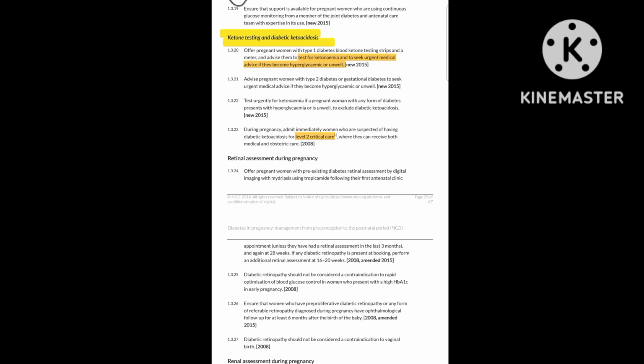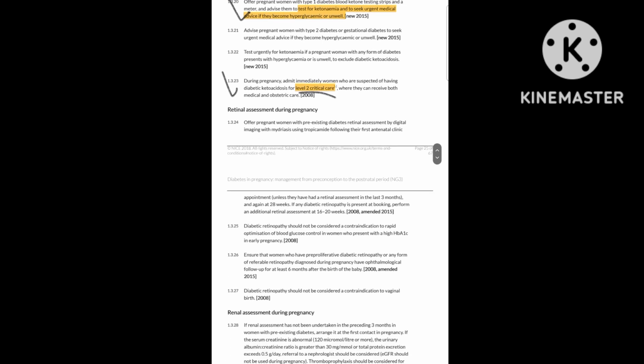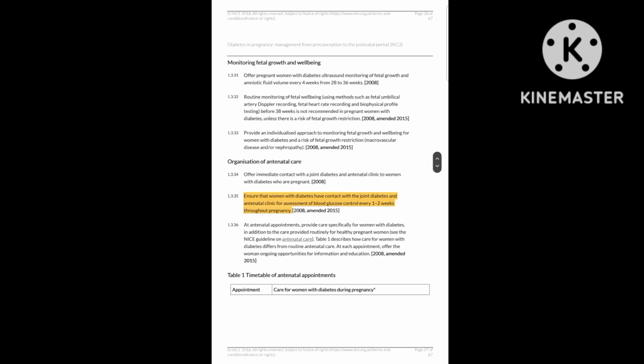Ketone testing and ketoacidosis. Offer pregnant women with type 1 diabetes blood ketone testing strips and a meter, and advise them to test for ketonemia and to seek urgent medical advice if they become hyperglycemic or unwell. During pregnancy, admit immediately women who are suspected of having diabetic ketoacidosis for level 2 critical care, where they can receive both medical and obstetric care.